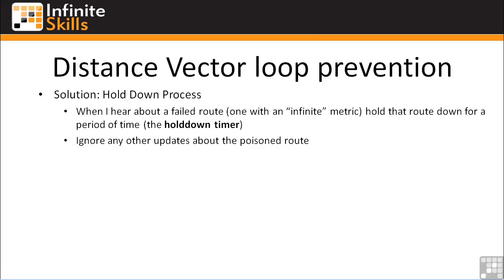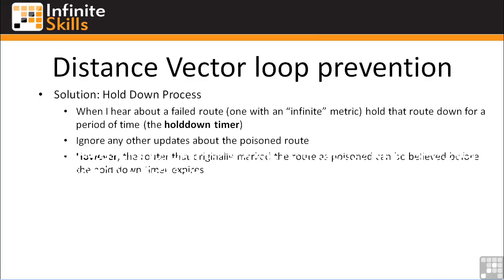So in our previous example, when router 2 sent that metric 2 update to router 3 up at the top, router 3 would say, hey, this route's poisoned, I'm not going to listen to you. However, the router that originally marked the route as poisoned can be believed before the hold down timer expires. And if the originating router advertises a non-infinite metric while the hold down timer is active, then the router says, well, you originally advertised the route as poisoned. However, you're now saying it's available. You'd know better than anyone, so I'm going to mark the route as back up.